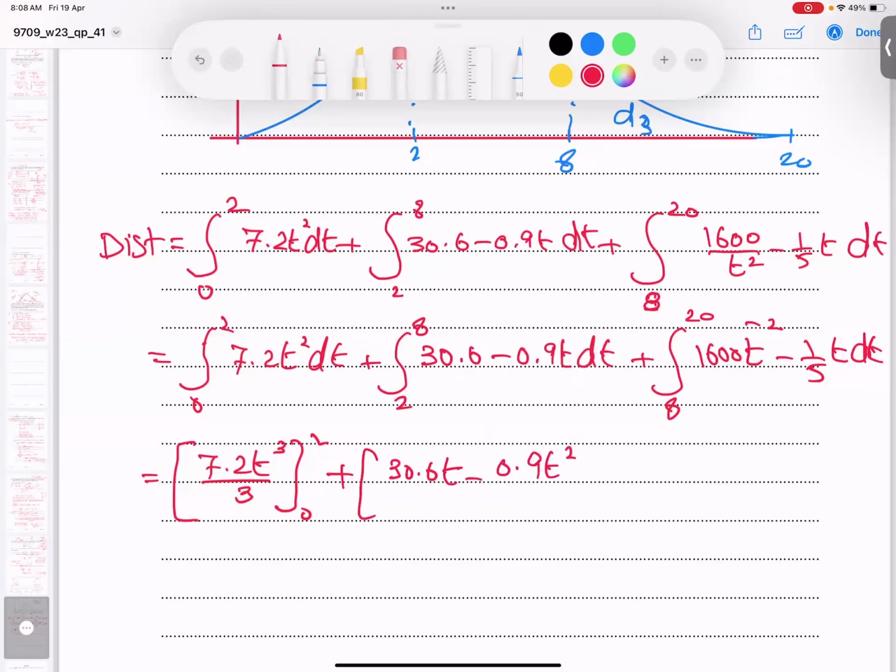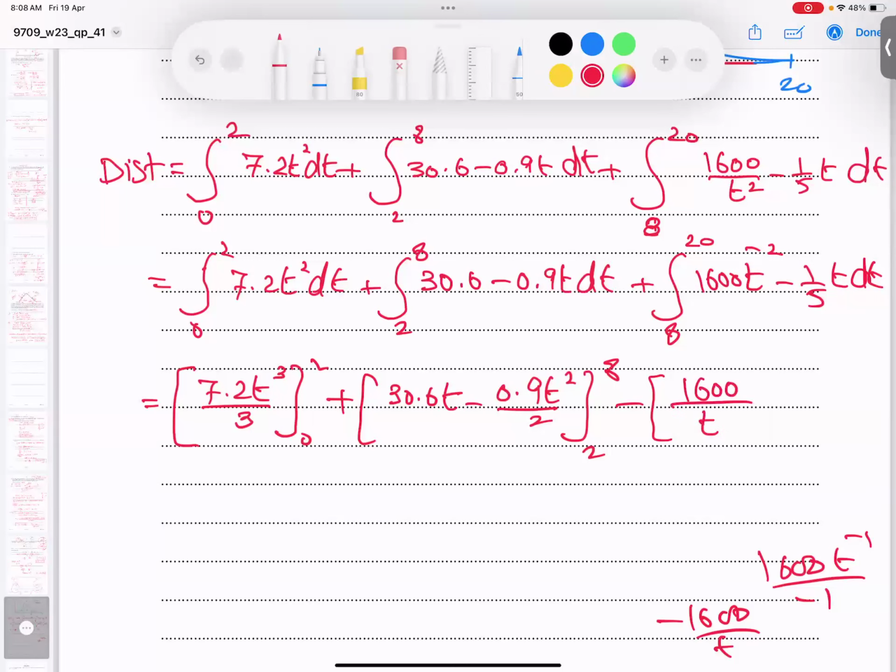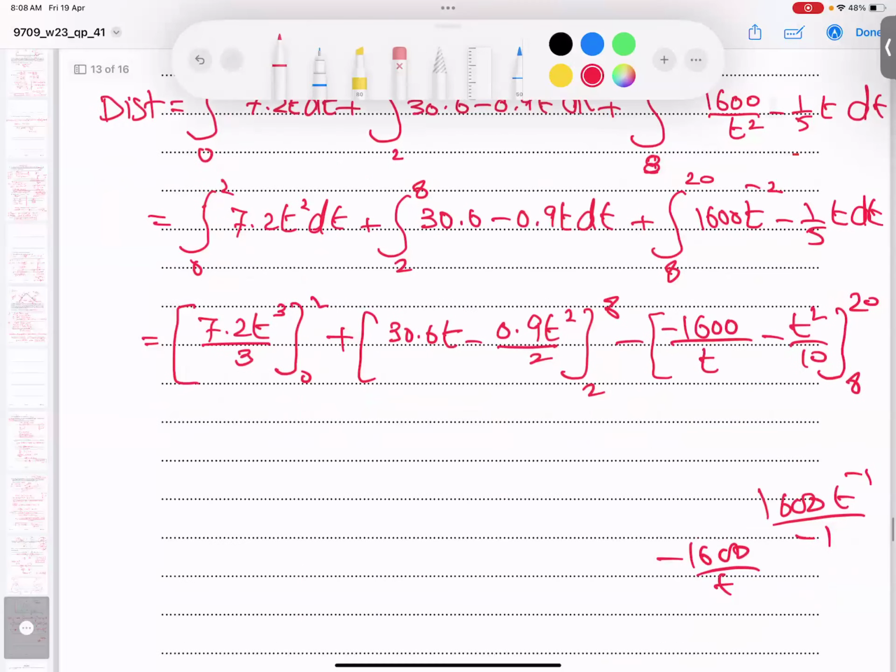Increase the power by 1 and divide by the same. Okay, here if I increase the power, I show you, save my time. I got negative 1 by negative 1, or negative 1600 over t, because the power goes down, positive. So I'm writing directly 1600 over t, and negative is definitely there. And increase the power, 2 by 2, 2 5s are 10. So I can say t squared by 10. Okay students, now I'm going to plug in the values and get the answer. And I believe you got the point up till here very well.